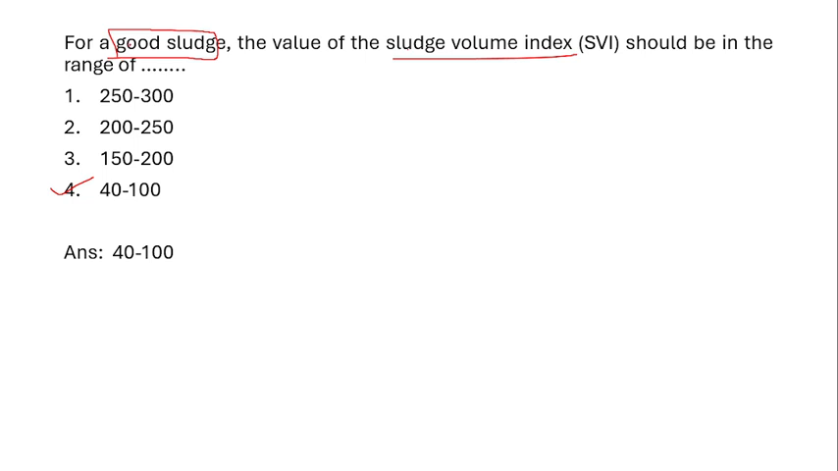Most of the organic matter is utilized, and only the residue is collected as the sludge. That is what a good sludge is indicating, and the value of 40 to 100 SVI means the sludge is good.